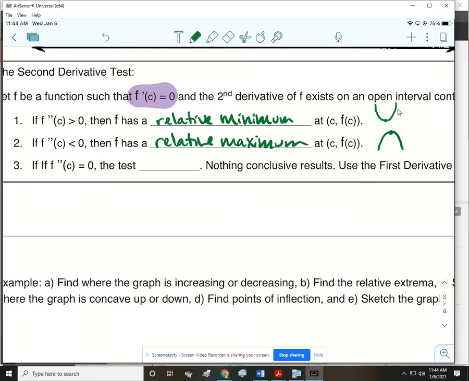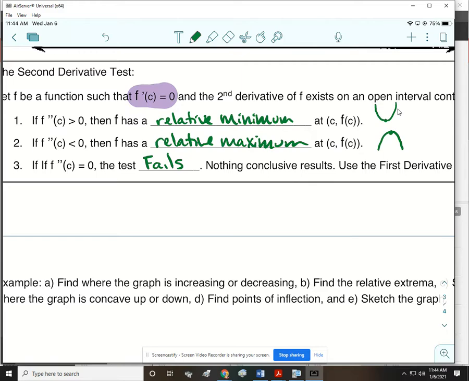All right. And then if we have a critical number, we do the second derivative and we get 0, the test fails. And you'll have to go back to the first derivative to determine, because nothing is conclusive in that case.